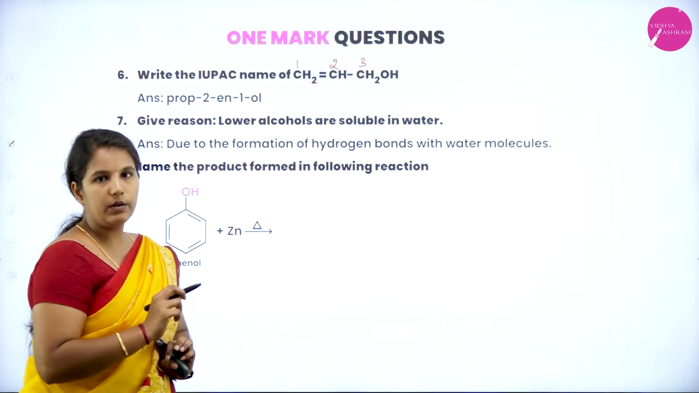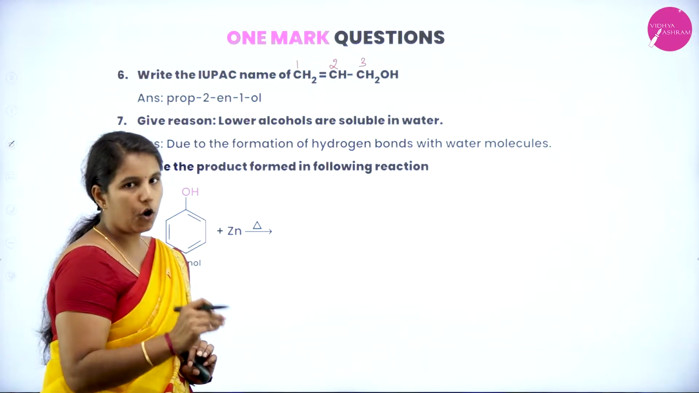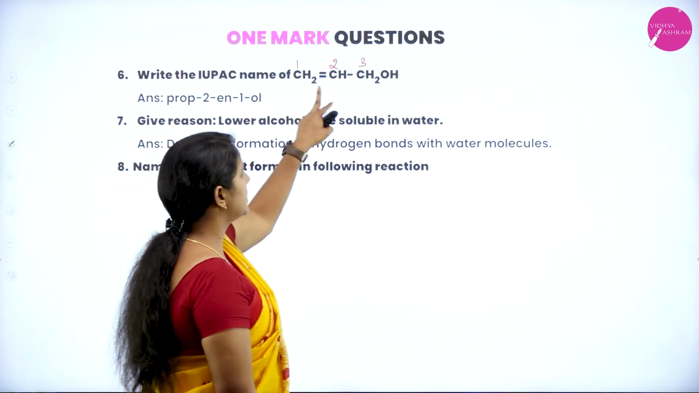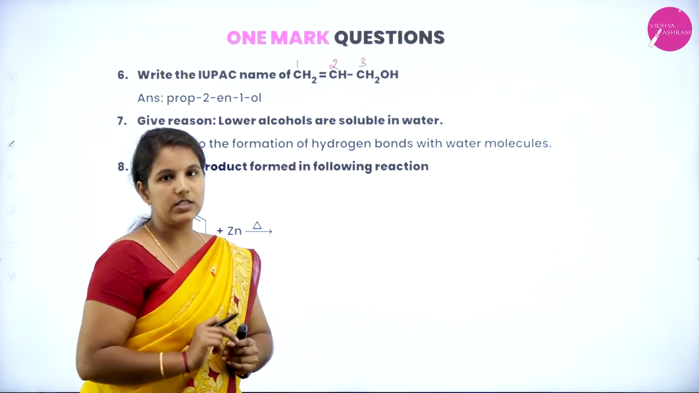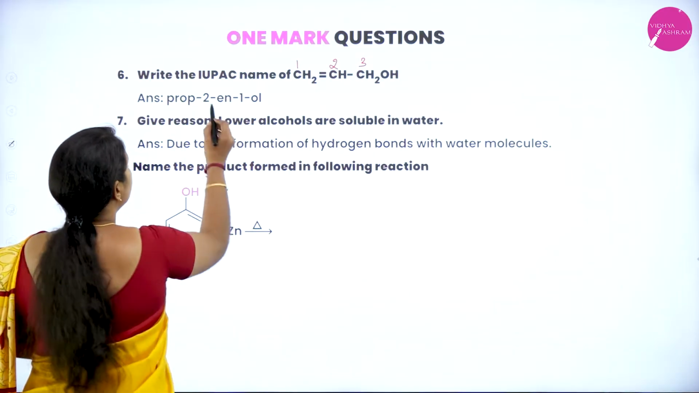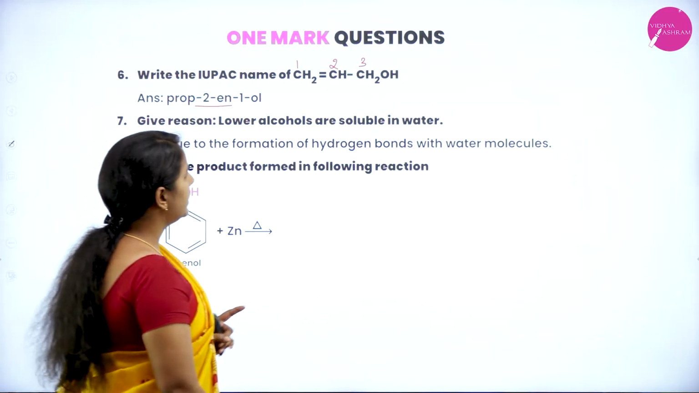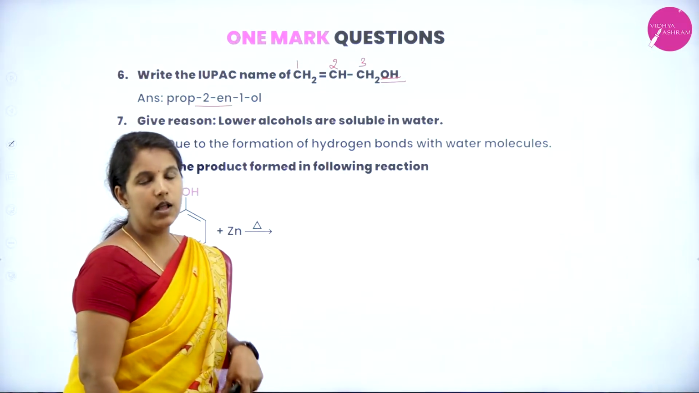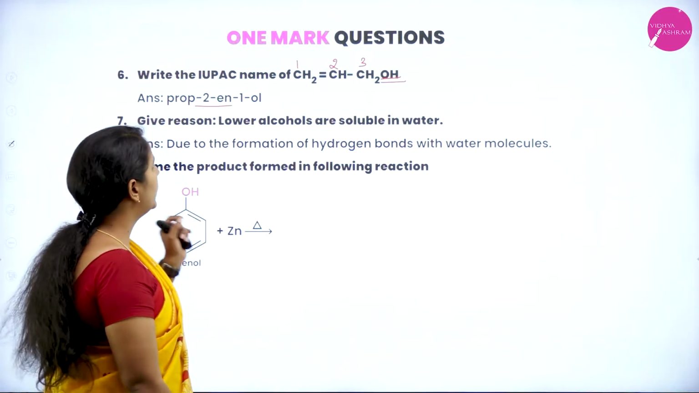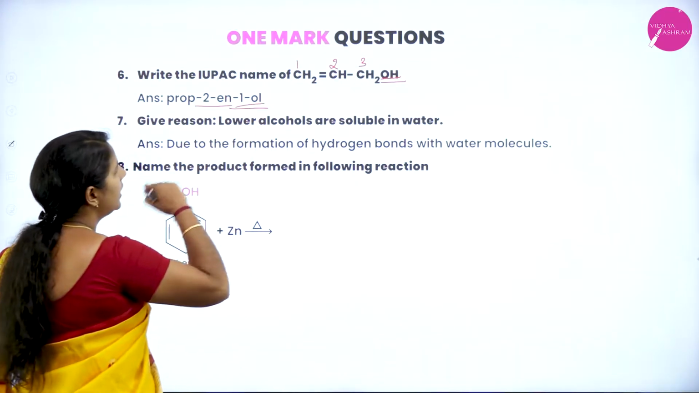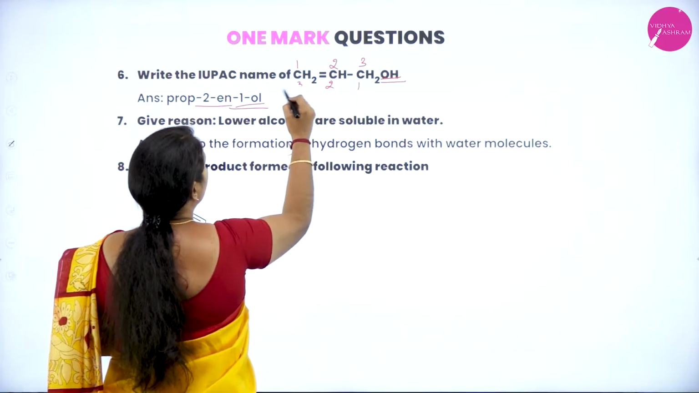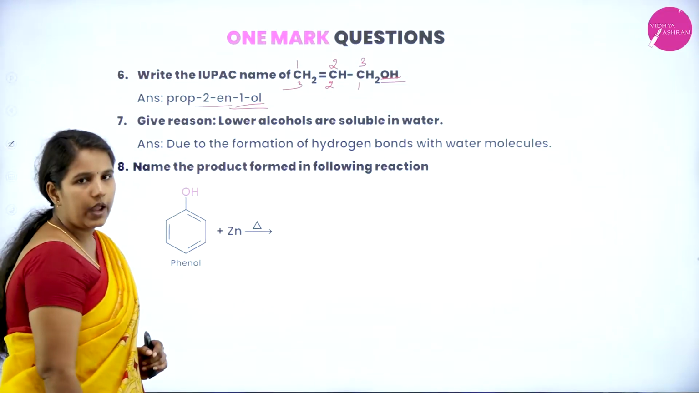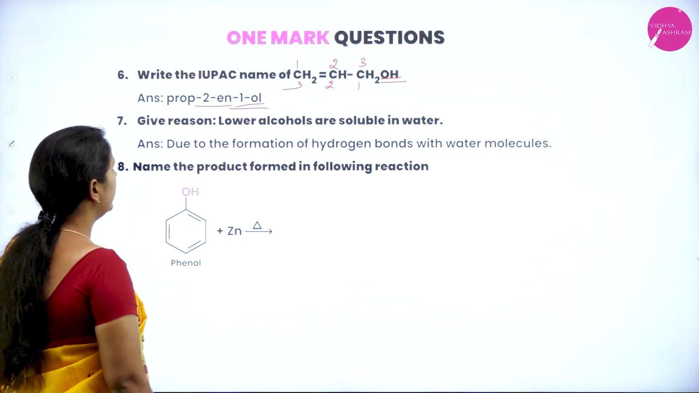If there are 3 carbon atoms, then we use the prefix prop. You can see that between the second and third carbon atoms there is a double bond, hence it is 2-ene. And there is one functional group attached to the first carbon atom. So it is prop-2-en-1-ol. Like this you can name the given compound.